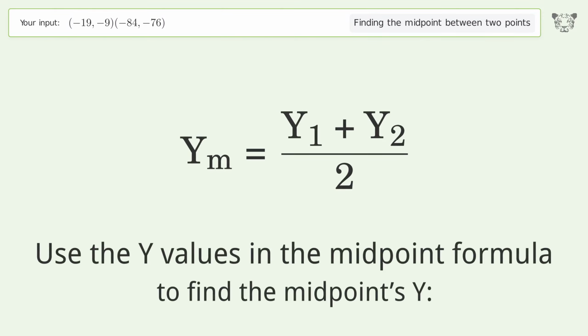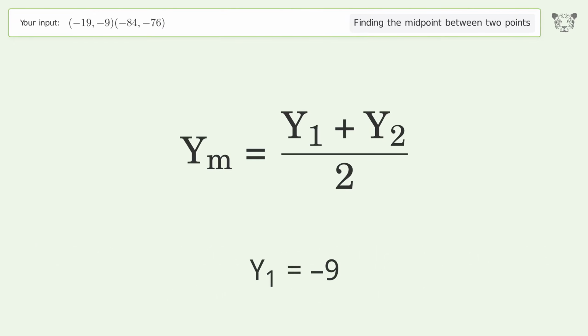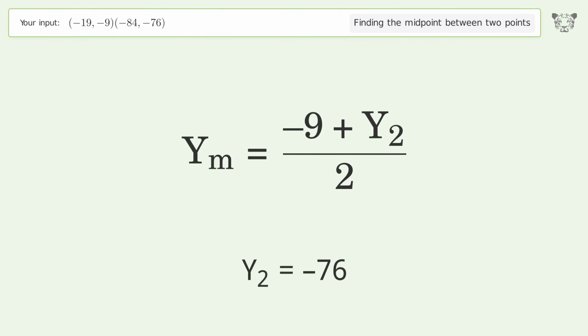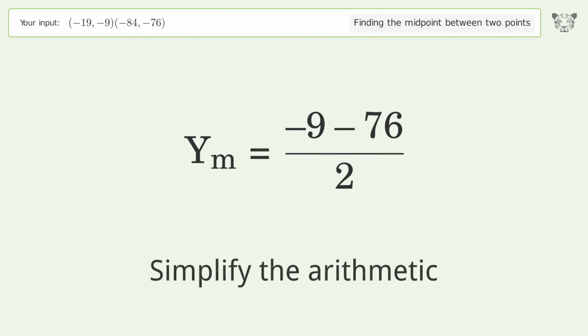Use the y values in the midpoint formula to find the midpoint's y. y1 equals -9. y2 equals -76. Simplify the arithmetic.